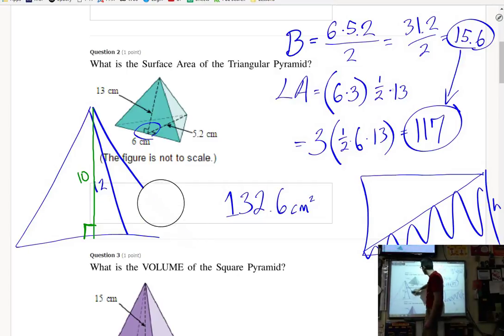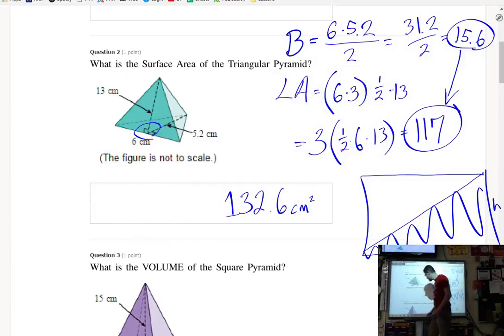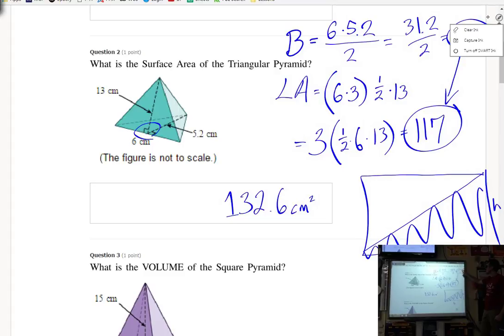I need to erase that before I capture this. It thinks it's funny, I think.